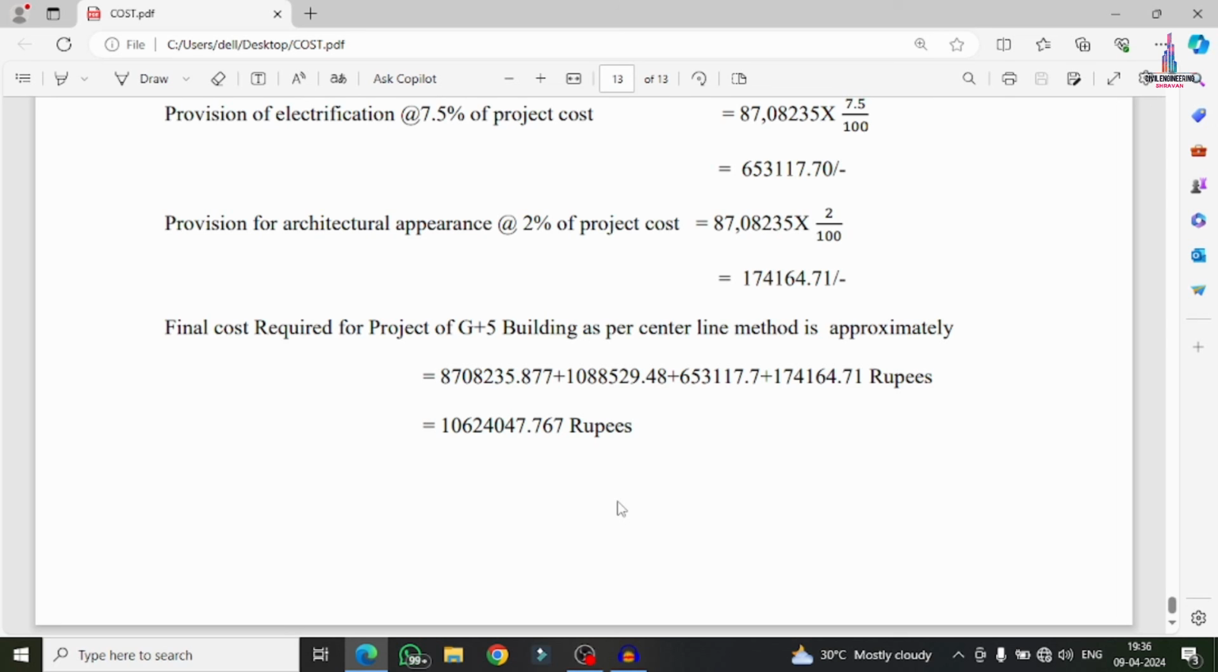So I will upload the same concept in the Civil Basics 1 to 3 website. You can watch the complete details from the Civil Basics 1 to 3 website for the complete calculation part of the cost estimation of the project.